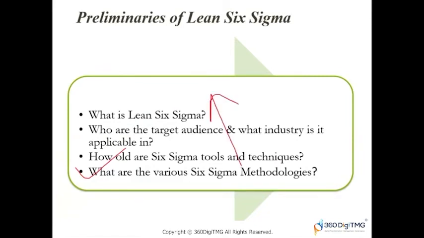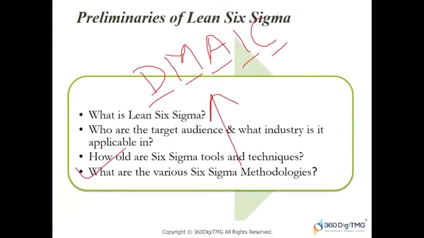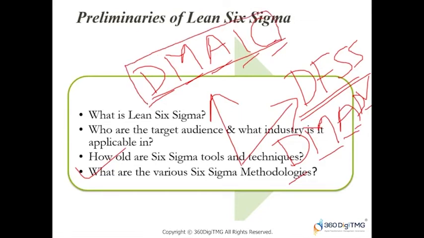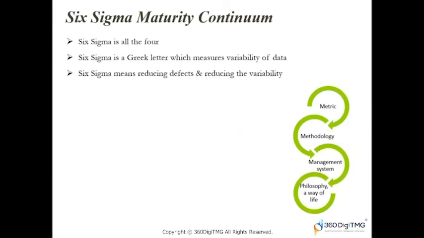Six Sigma Green Belt primarily deals with DMAIC: define, measure, analyze, improve, and control. Just give me two minutes while we get into this. There is another Six Sigma methodology called Design for Six Sigma, in which there is DMADV. DMADV, what does that stand for? Define, measure, analyze, design, and verify. We'll do a deep dive into these two methodologies, but primarily a Six Sigma Green Belt would be driven on DMAIC. All right, let us look into the Six Sigma Maturity Continuum.